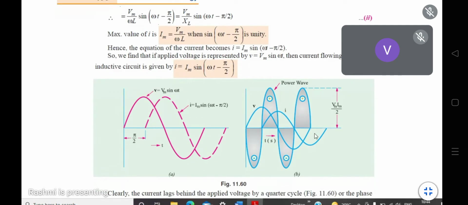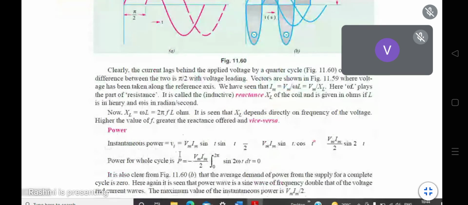Now what will be the power? So here the instantaneous power will be V into I. So Vm sin omega t into Im sin omega t minus pi by 2. So Vm Im into sin omega t into sin omega t minus pi by 2 equals Vm Im sin omega t into cos omega t. So if you see, this is the instantaneous power: Vm Im by 2 sine 2 omega t is the instantaneous power.